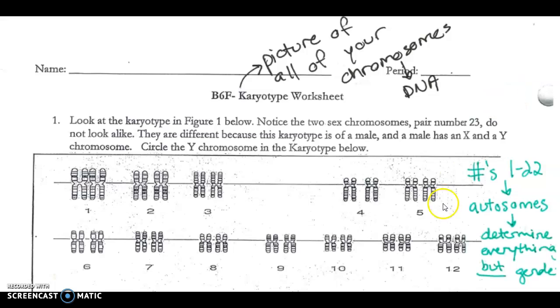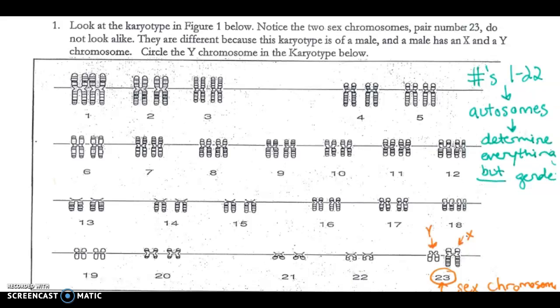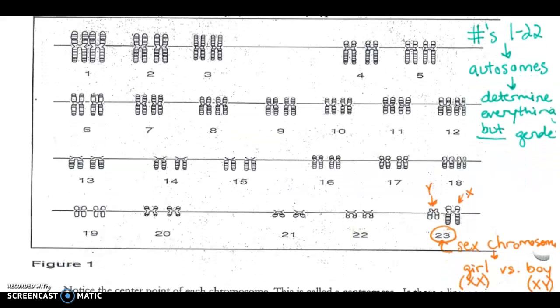Chromosomes 1 through 22, those are what we refer to as autosomes, meaning that they're the regular chromosomes, not the ones that determine sex. Chromosome pair number 23, that's what we call the sex chromosomes. That's where you're going to find either XX or XY. And remember, females or girls are going to be XX, boys are going to be XY.